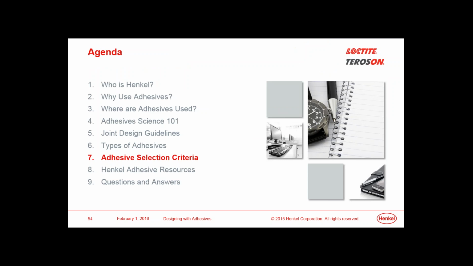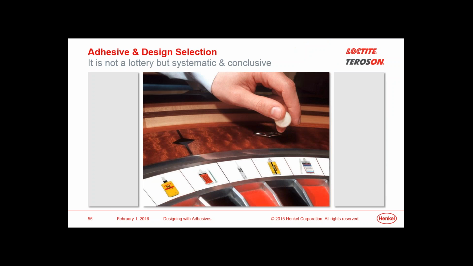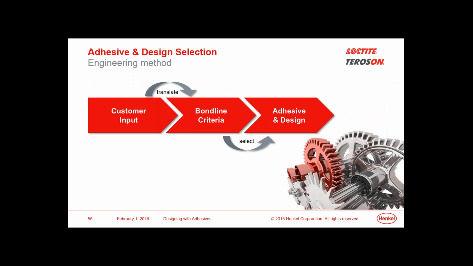So now I'm going to talk about the primary adhesive selection criteria. We do not consider it a lottery. We do not throw darts or play roulette. We're looking for significant customer input so that we can basically understand 4 concepts fully and completely.